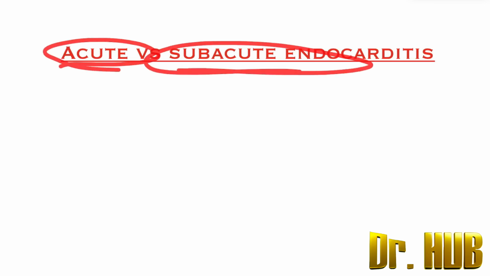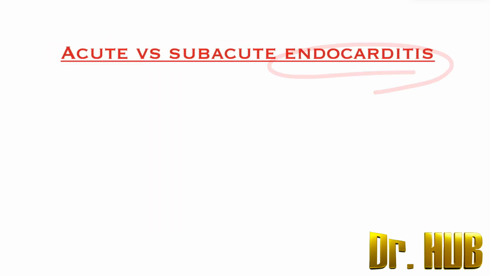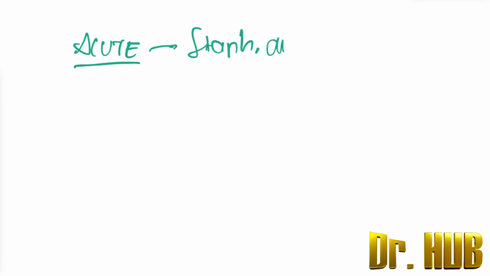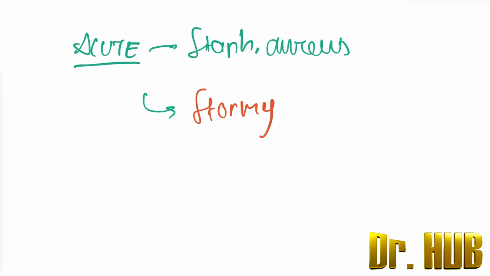Acute versus the subacute endocarditis. First we look at the acute endocarditis. In terms of acute endocarditis, what are the organisms? In acute, it includes the Staph aureus. And next, there is also the presence of a stormy onset.